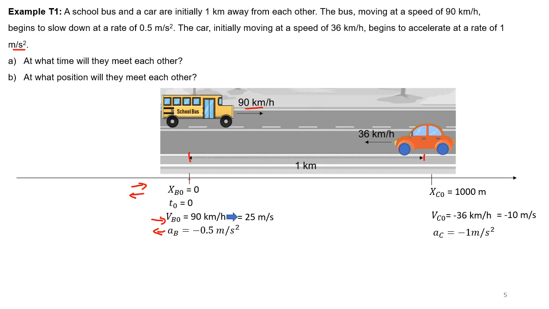And what is the acceleration? Acceleration is minus 1 meter per second square. Why? Because it says that the velocity magnitude is going to increase. The car is accelerating. He is pressing the pedal, gas pedal, not the brake.